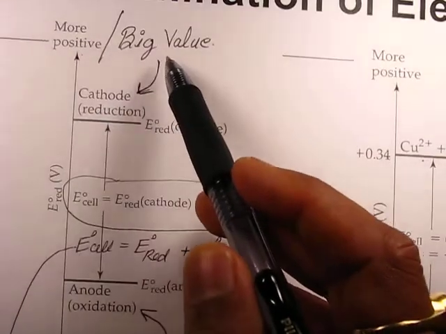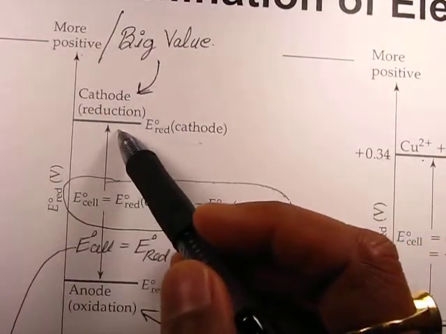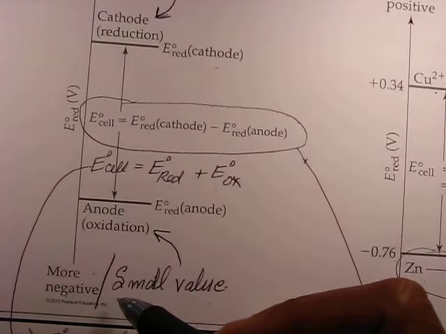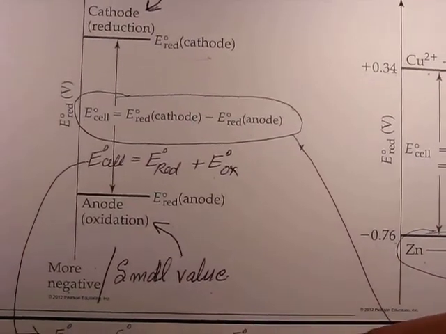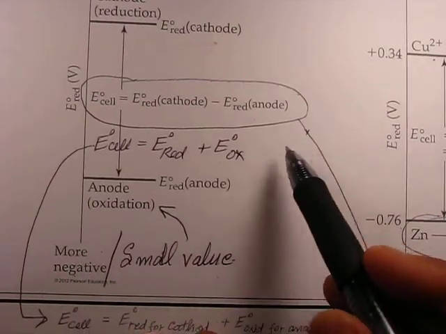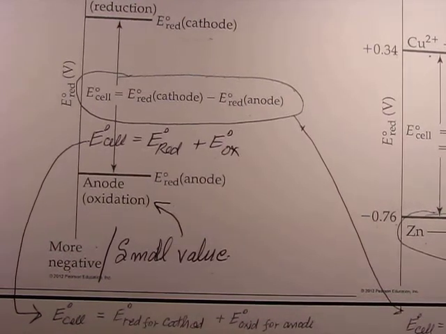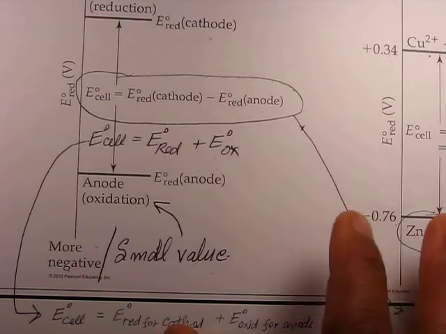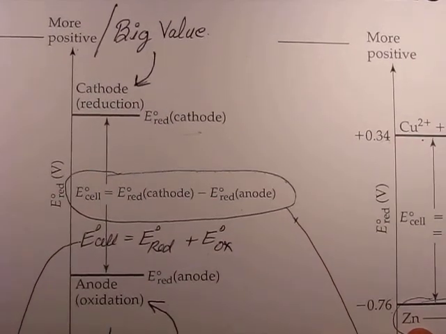So whether you use this formula or this formula, you have to use this rule: the more positive or bigger value will become the cathode, and the smaller value or more negative value will become the anode, and then you can do the math. This is how we understand the rules to calculate the E cell potential, and how we can determine the two electrodes, which one will become the cathode and which one will become the anode.